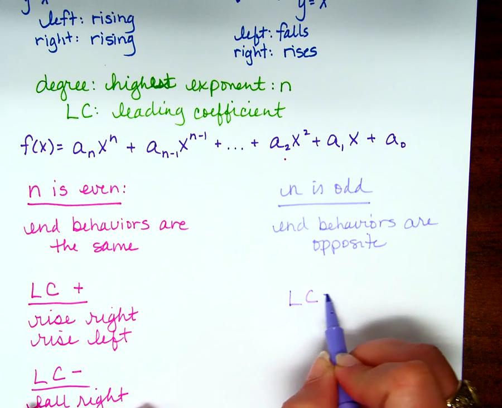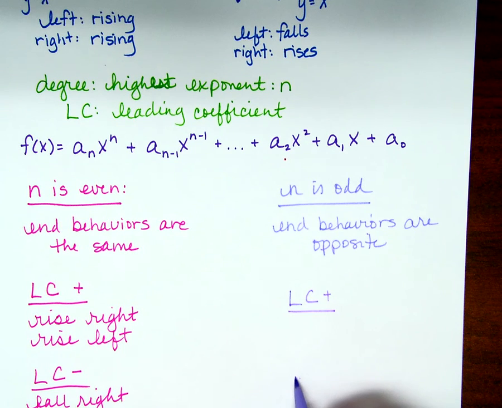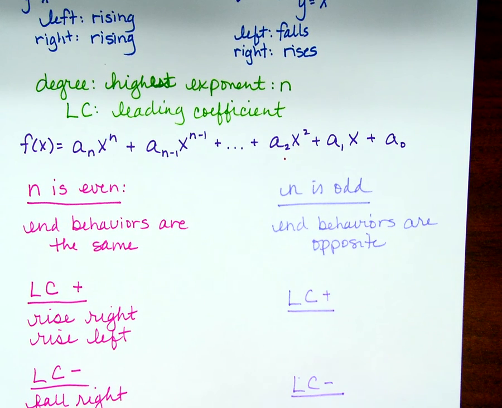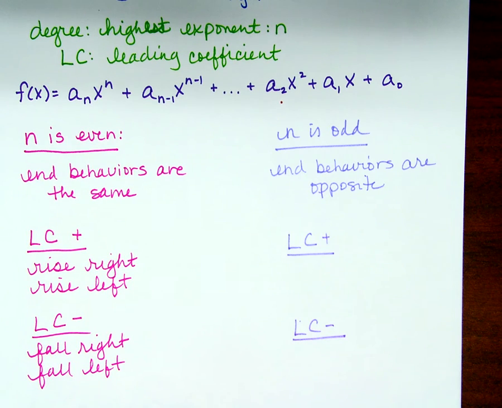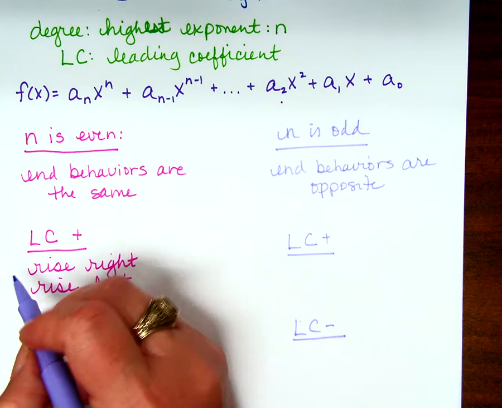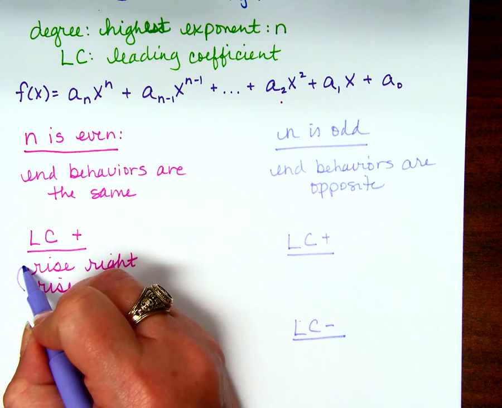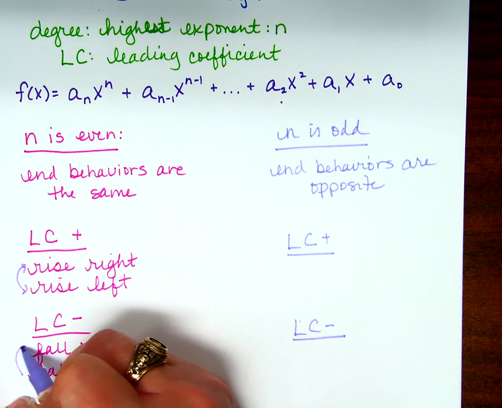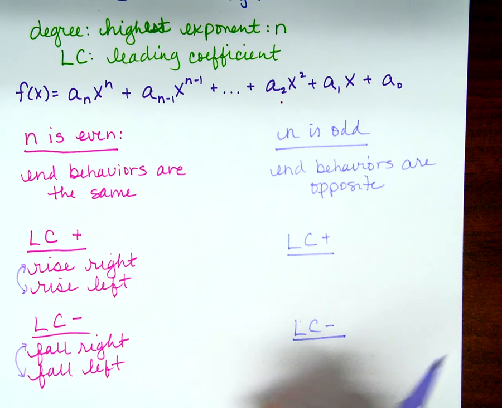So the leading coefficient being positive or negative hopefully is telling you which way things are opening up or down, or rising left or rising right, right? Here's the deal. When I wrote this side, I probably should have written these backwards, because the leading coefficient tells us our left behavior.